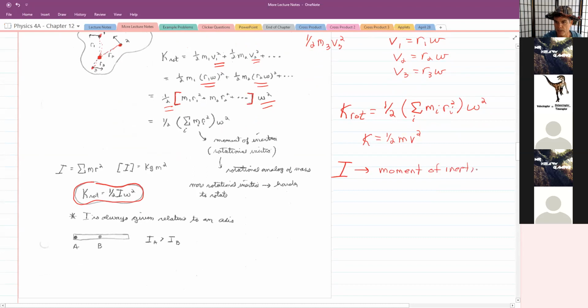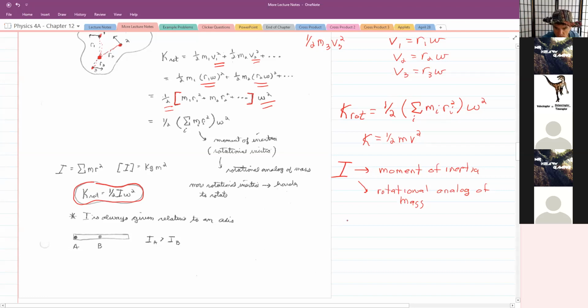And it is the rotational analog of mass. What it really depends upon is not just the mass, but how the mass is distributed. So the more mass I have farther from the axis of rotation, the harder it is to rotate that object.